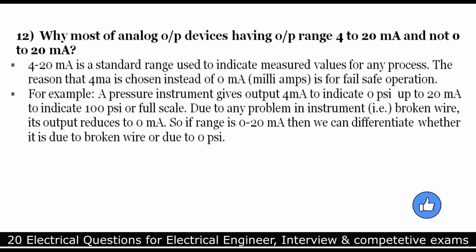Number 12. Why do most analog output devices have an output range of 4 to 20 milliamps and not 0 to 20 milliamps?